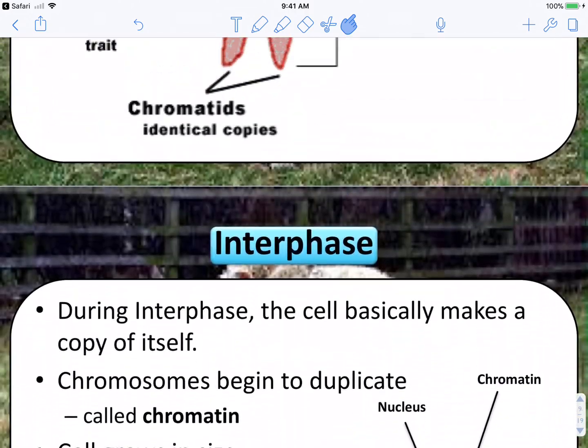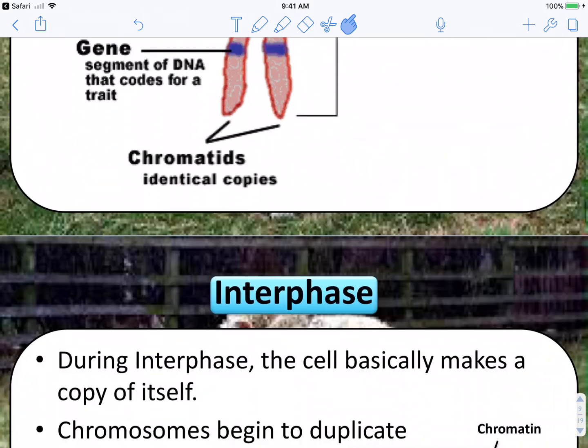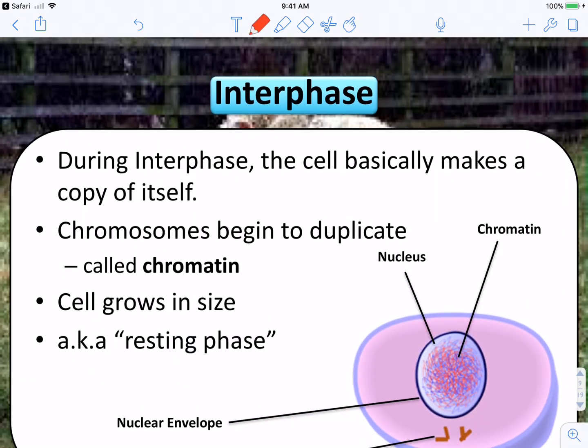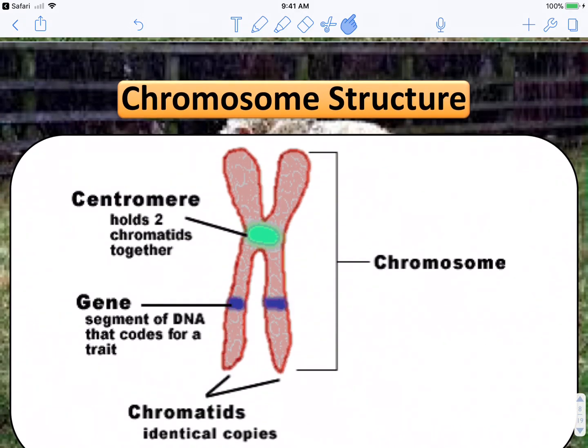So we go back to the I, which would be interphase. Interphase is where the chromosomes make a copy of each other. So first, all the DNA in here has to duplicate. Again, we start from the inside out before the cell can split. And here's actually what's happening.